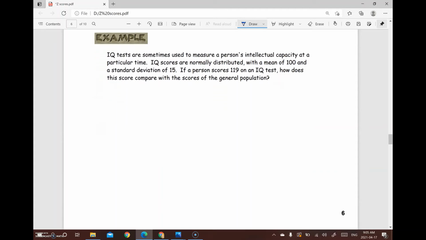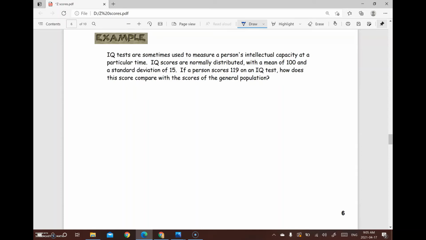IQ tests are sometimes used to measure a person's intellectual capacity at a particular time. IQ scores are normally distributed. So if I was to graph them, it would create a bell curve with a mean of 100 and a standard deviation of 15. If a person scores 119 in an IQ test, how does this score compare with the scores of the general population?